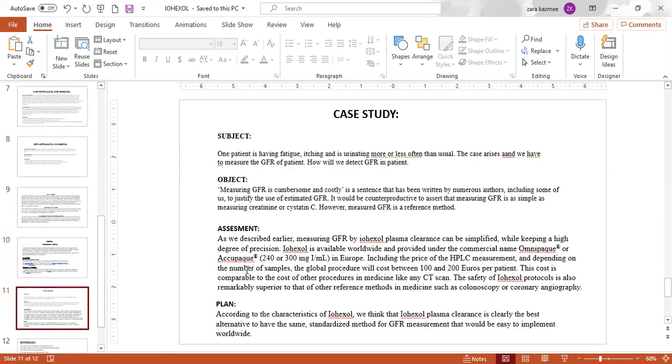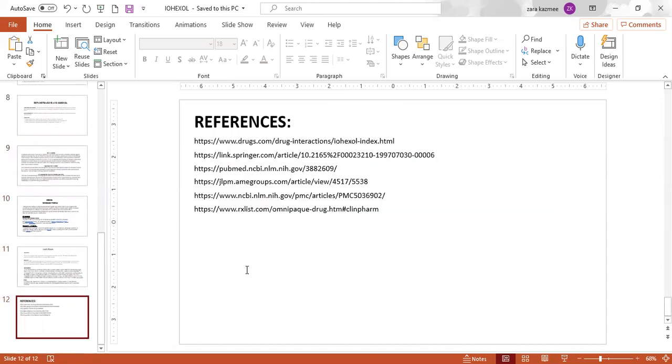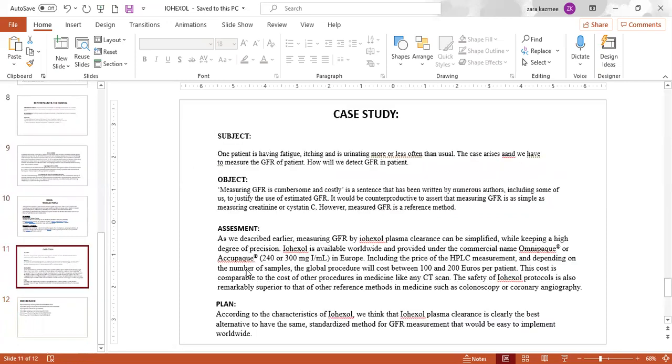So here I have shown you the case study in which Iohexol is used to determine or to show what it is. And the last slide is about references, where I have taken the information from.